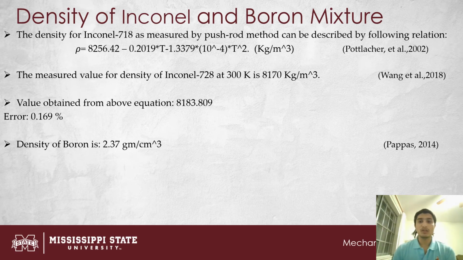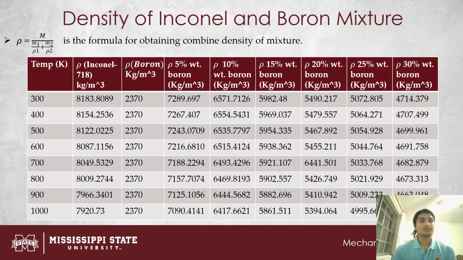Using the formula above, I found it to be 8183.809, which gives us an error of 0.16%, which is not bad. And for the density of boron, it's 2.37 grams per cubic centimeter. Combining these two values, we can get the density of the Inconel and boron mixture at various temperatures and various weight percentages, as shown in the table here.